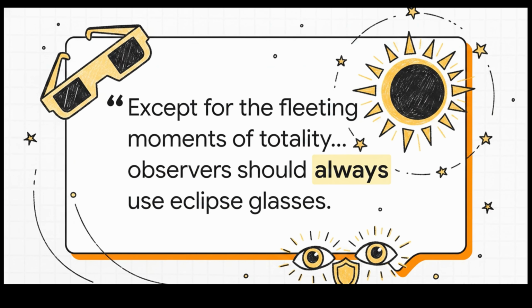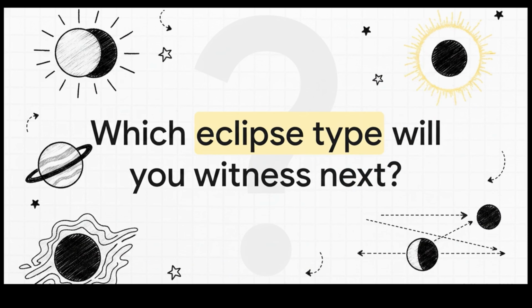This incredible geometry is just a joy to witness, but we have to respect the power of our star and protect our vision while doing so. And that brings us to the end of our geometric journey. We've seen exactly how precise alignments, varying distances, and even the curvature of our own planet dictate the shadows that get cast across our world.